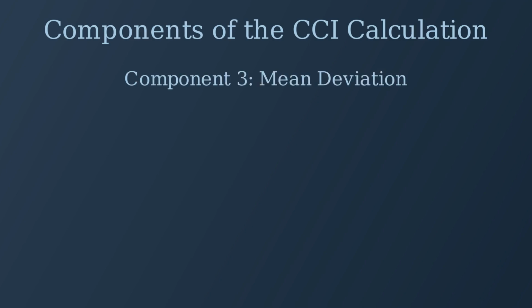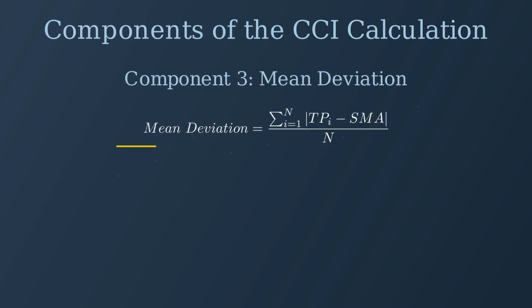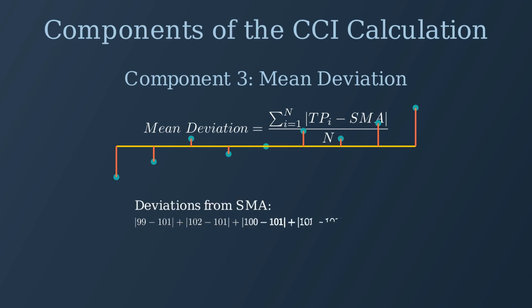The third component is the mean deviation, which measures how much the typical price varies from its simple moving average. It's calculated by averaging the absolute differences between each typical price and the SMA. For our example, we find the absolute difference between each typical price and our SMA of 101, then average these differences. This gives us a mean deviation of 1.2.